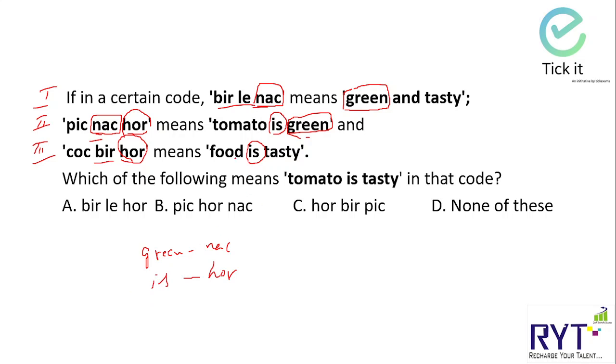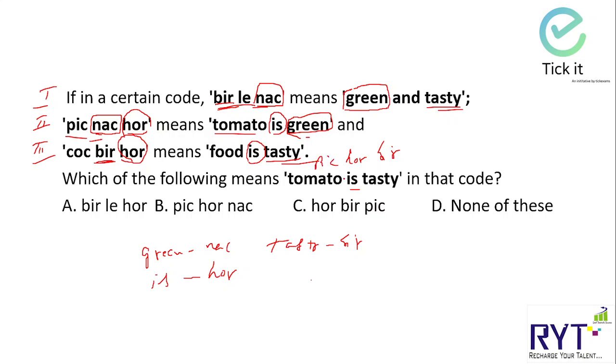Now I'll go to the last sentence, that is food is tasty, and the first sentence, green and tasty. Tasty is the common word, and on the left side bir is the common word. So tasty means bir. Now the question is, tomato is tasty. I know that is means or, tasty means bir. What is tomato? If I go to the second sentence, only tomato is left out here. Is and green are taken, and on the left hand side, pick is the only one remaining. So tomato means pick.